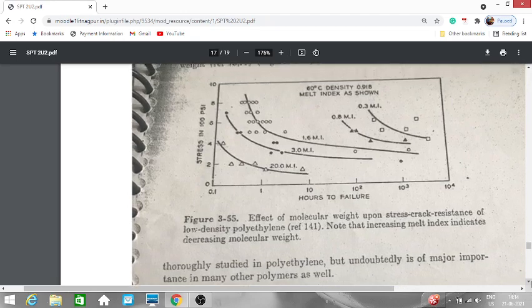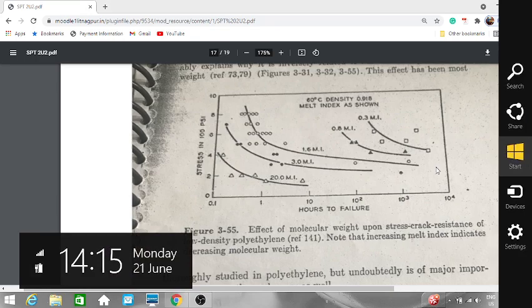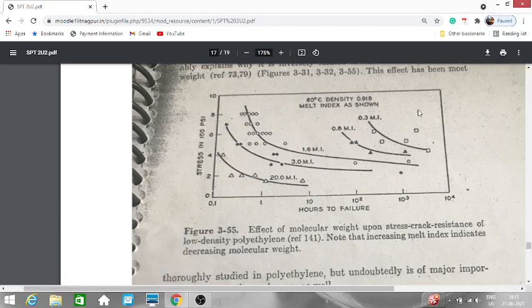So, effect of molecular weight upon stress cracking resistance of low density polyethylene. Note that the increasing melt index indicates decreasing molecular weight. So, more the melt index, decreasing the molecular weight. Hours to failure, stress. So, you can see the stress is increasing here.